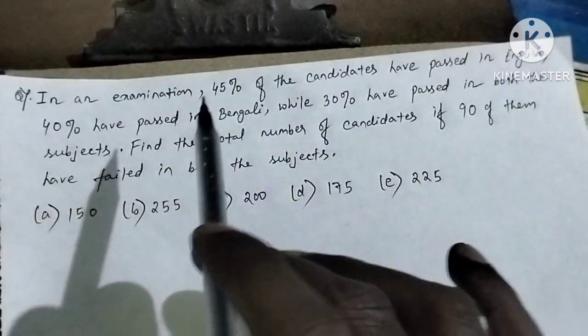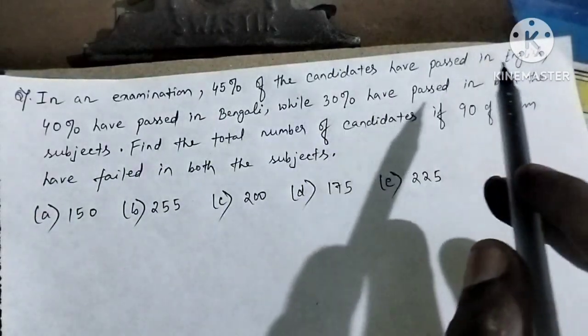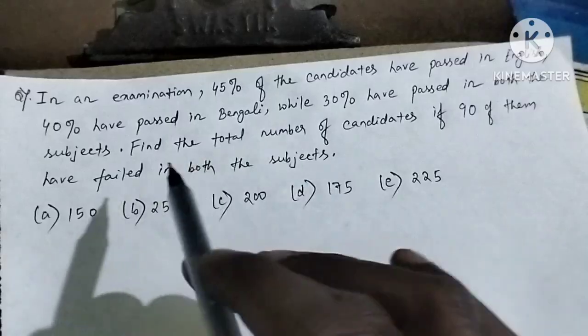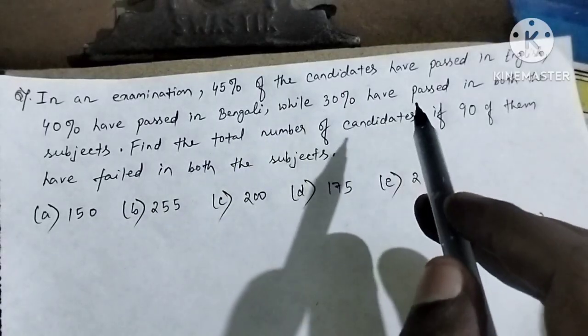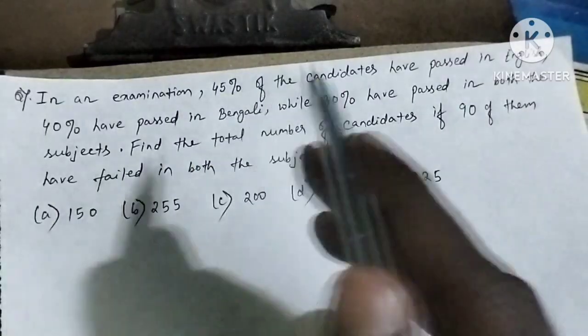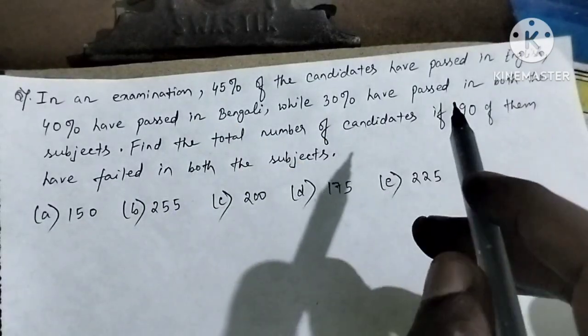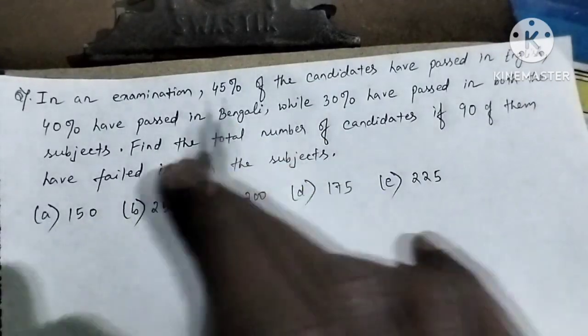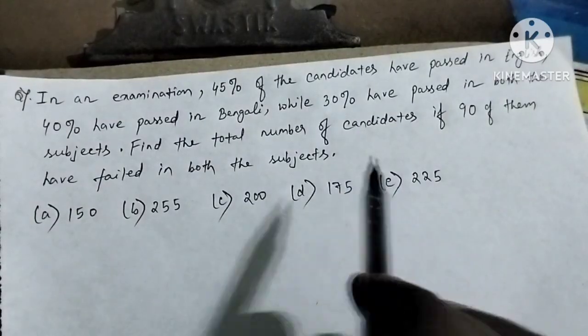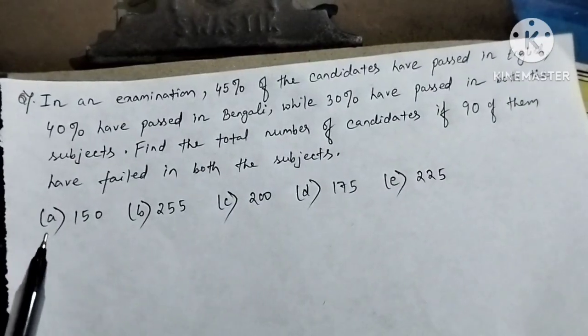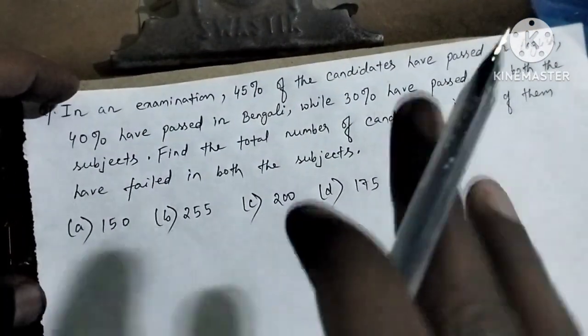45% of the candidates have passed in English, 40% have passed in Bengali, 30% have passed in both the subjects, meaning English and Bengali both. So find the total number of candidates if 90 of them have failed in both the subjects. Five options have been given to us. We have to find which one is correct. Clear? So let's see the solution.